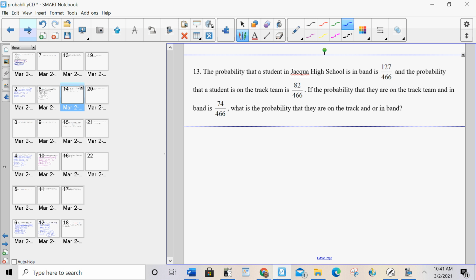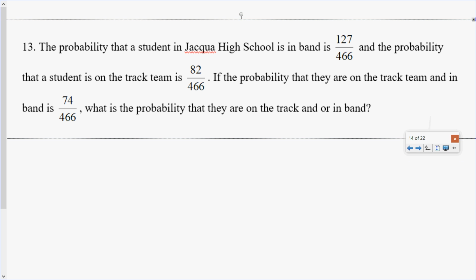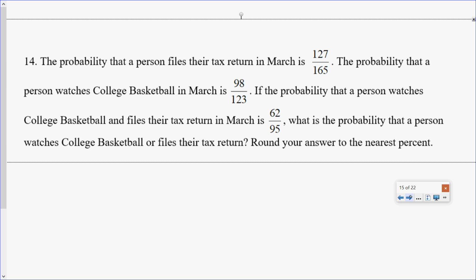13. The probability that a student in Jaqua High School is in band is 127 over 466. The probability that a student is on the track team is 82 over 460. You know what? Let's not do this one. Let's do one that's a little bit harder. The probability that a person files their tax return in March is 127 over 165. The probability that a person watches college basketball in March is 98 over 123. It's a little bit wordy, but it is what it is.